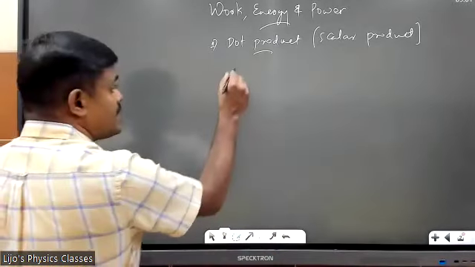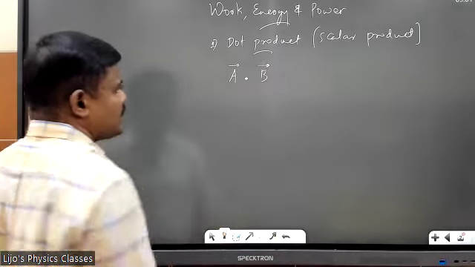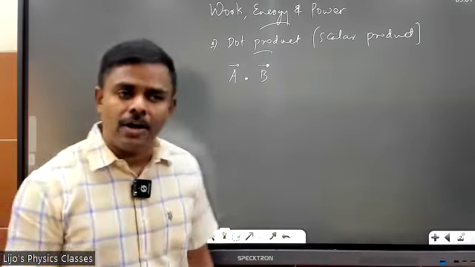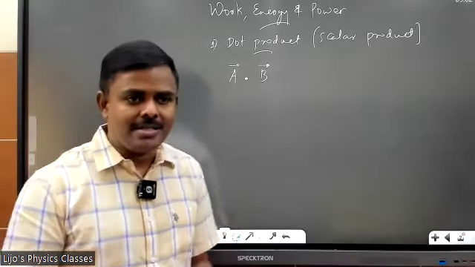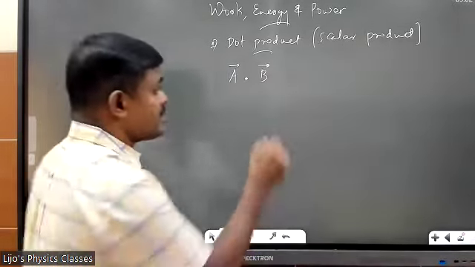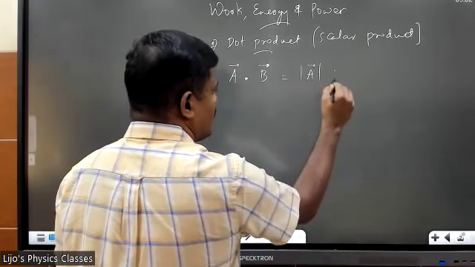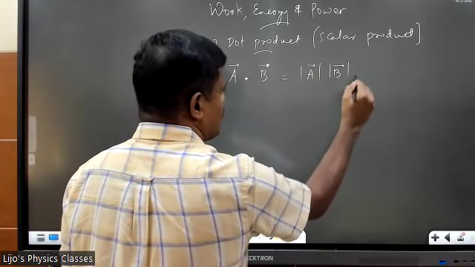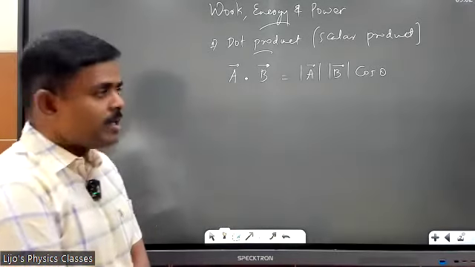Look at this. I have a vector A. I have another vector B. What I'm going to take is A dot B. This is read as A dot B, which means the dot product of A and B. What is its definition? The definition is modulus of A into modulus of B into cos of theta.